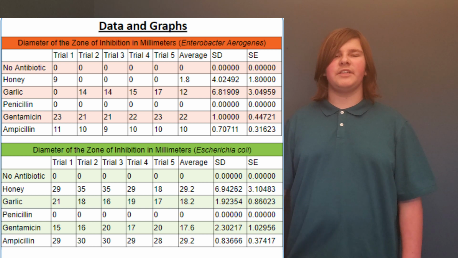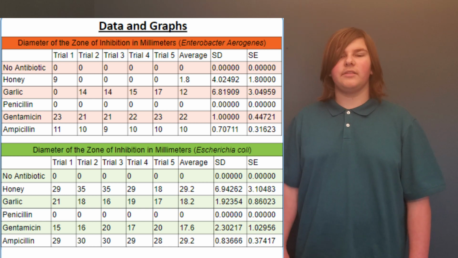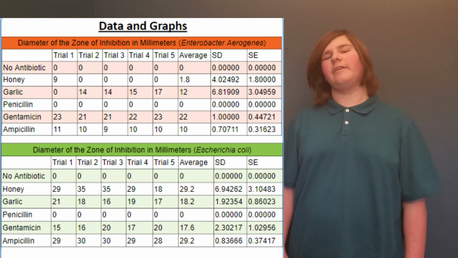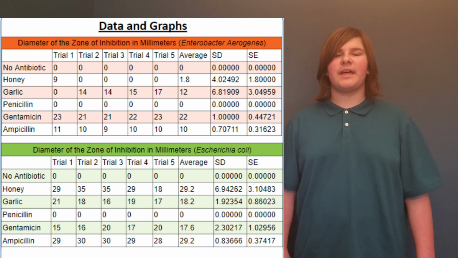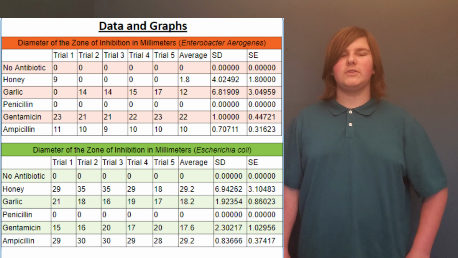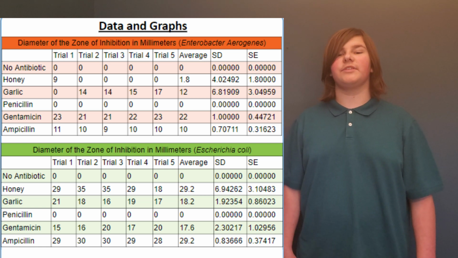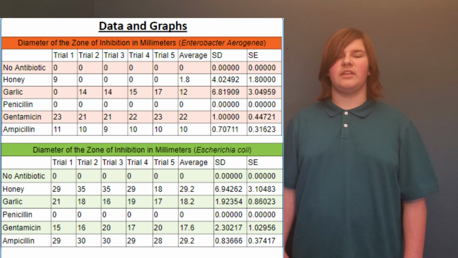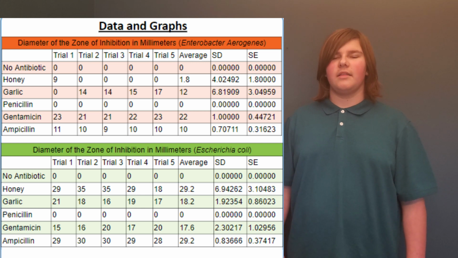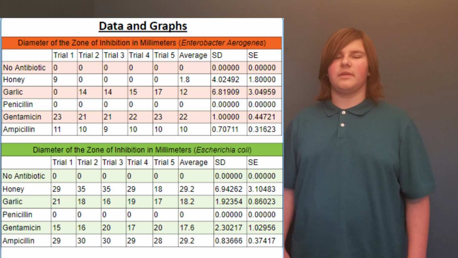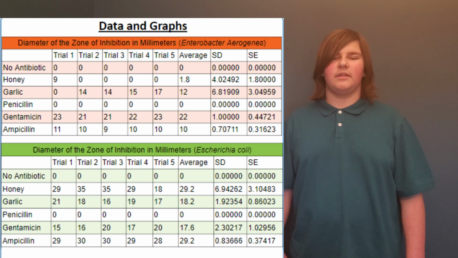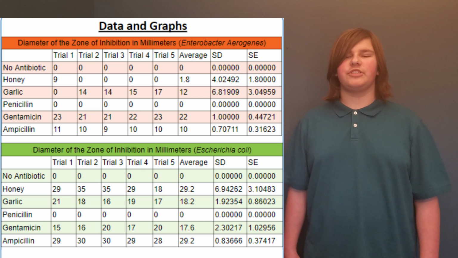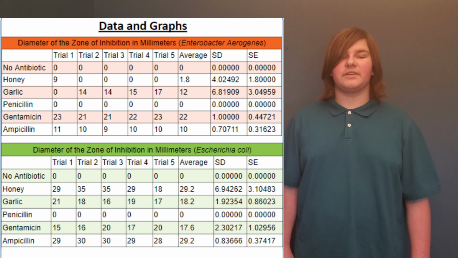I also did standard deviation for all of my data sets. A low standard deviation, which is a standard deviation that is less than 2, tells you that your data is closer to the mean. Low standard deviation also increases the likelihood that the independent variable is causing the change in the dependent variable. A high standard deviation, which is a standard deviation that is more than 2, tells you that your data is spread out. A high standard deviation also means that additional factors other than the independent variable could be affecting the dependent variable.